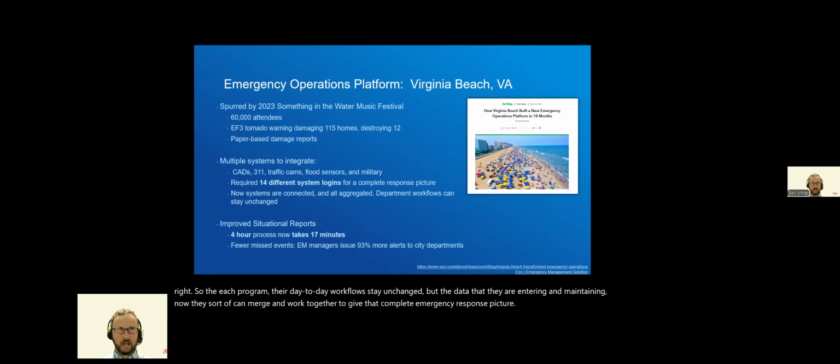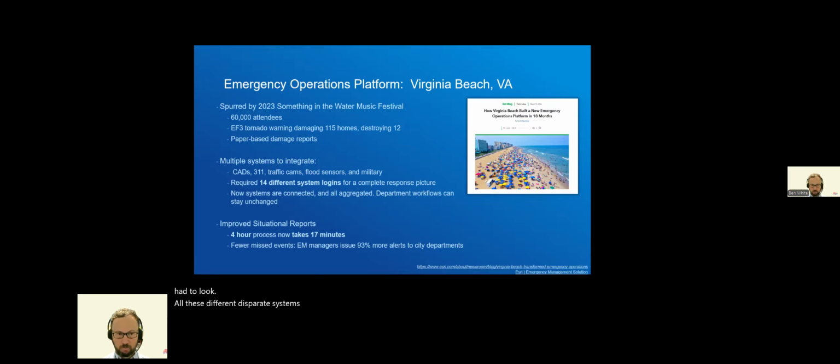And as evidence of the benefits, right? They built this in 18 months, but a 4-hour process to get a complete picture now takes 17 minutes. And they have fewer missed events. So they tested their old system versus their new system in a recent air show, I believe. And EM managers issued 93% more alerts to city departments than they previously had. Not because there were 93% more events, but because they found they were missing a good deal of events, because they had to look at all these different disparate systems that now they could see in one ecosphere.